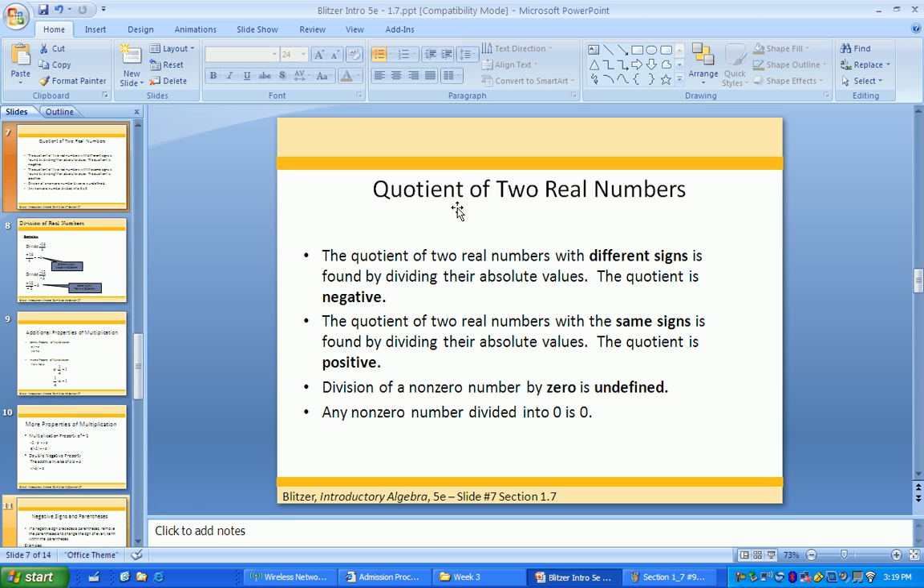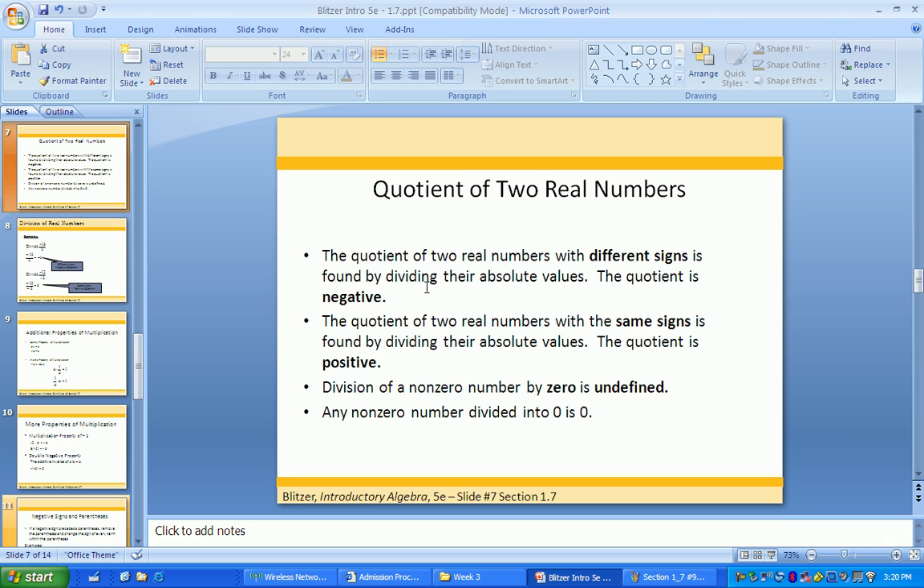So the quotient of two real numbers is pretty much saying this is a division operation. Anytime you see the word quotient, it means a division operation. And the quotient is the result. So the quotient of two real numbers with different signs is found by dividing their absolute values.